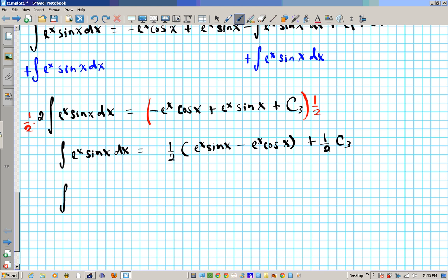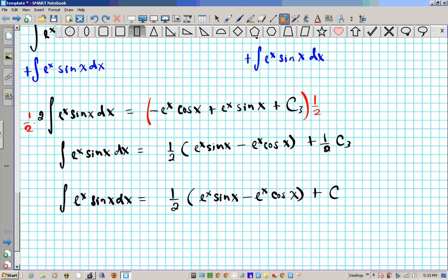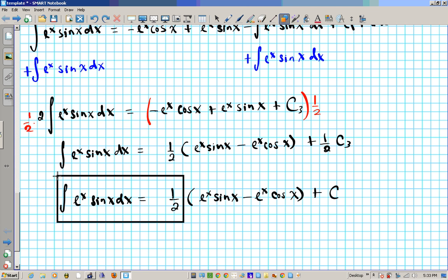So final answer: the antiderivative of e to the x sine x dx equals 1/2 times e to the x sine x minus e to the x cosine x, plus c. Okay, you can call this c1 plus c2, or 1/2 c1 plus c2, or 1/2 c3, or just c. It makes no difference. Okay, c is just some constant value. All right, so basically that's it. That's your solution right there.